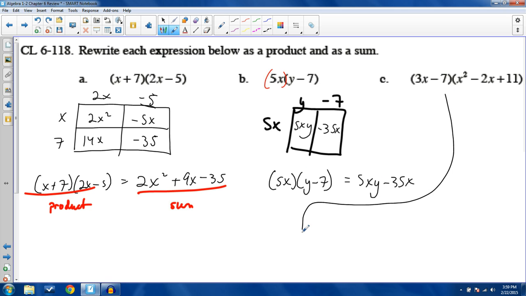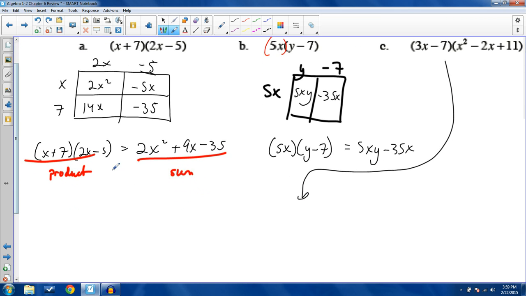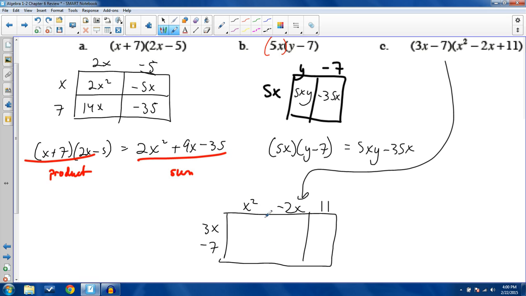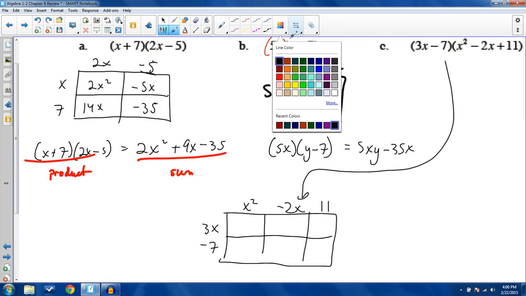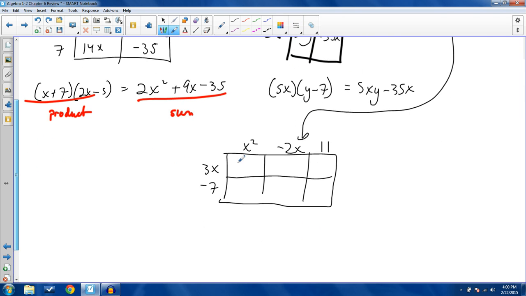This last one's a little longer, so I'm going to bring it down here. We have 3x. Let me draw the rectangle first. I have 3x minus 7, and I have x squared minus 2x plus 11. Separate those guys up. It looks like we're going to come up with a lot of different little boxes here. So now that I have those written, let's go and multiply. 3x times x squared. Ooh, that's 3x cubed. We normally don't get big numbers like that. 3x times negative 2x is negative 6x squared. 3x times 11 is 33x. Negative 7 times x squared is negative 7x squared. Negative 7 times negative 2x is positive 14x, and negative 7 times 11 is negative 77.